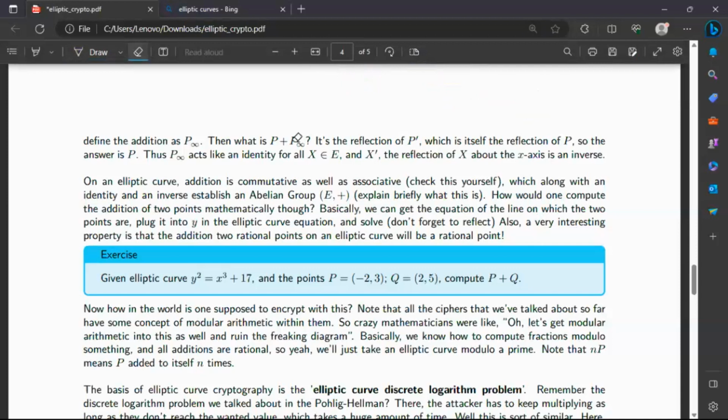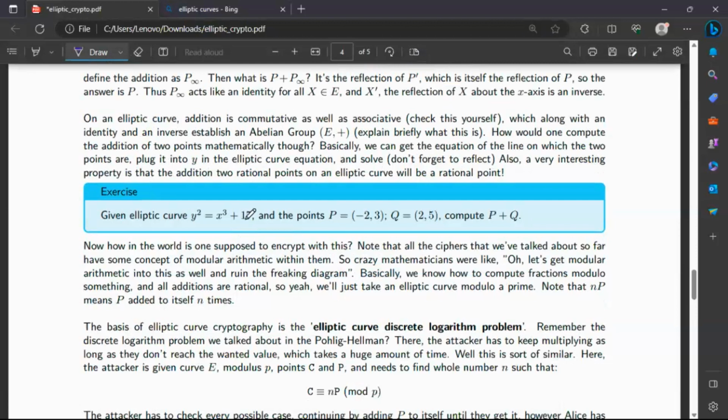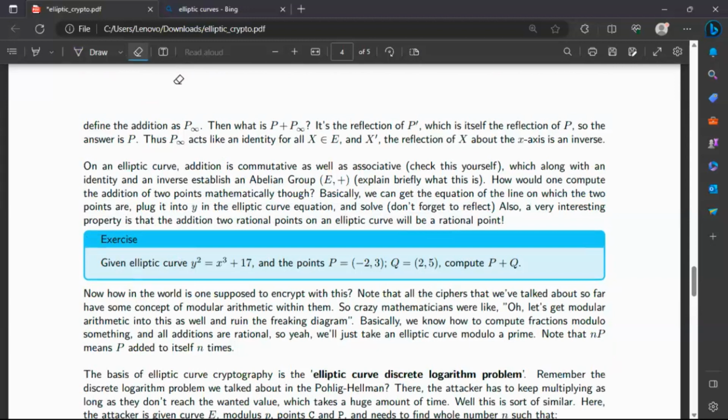So how can we actually mathematically compute the addition of 2 points? Basically, we compute the coordinate equation of the line through P and Q, and we input whatever we get, like y = ax + b, over here. So (ax + b)^2 = x^3 + 17. We just solve the cubic and we get x and y. And we don't forget to do the reflection. The reflection is very important.